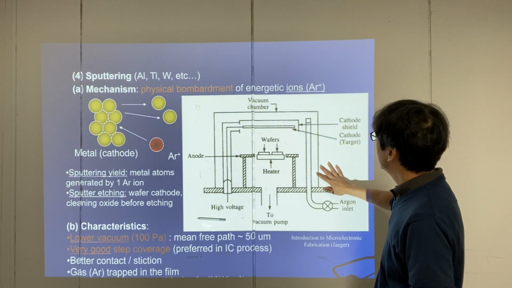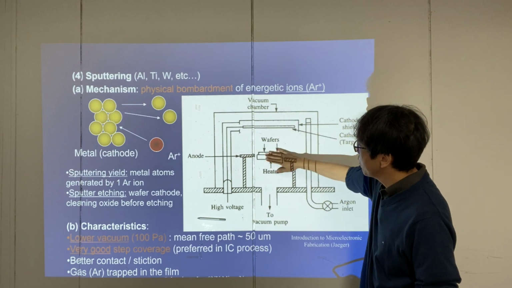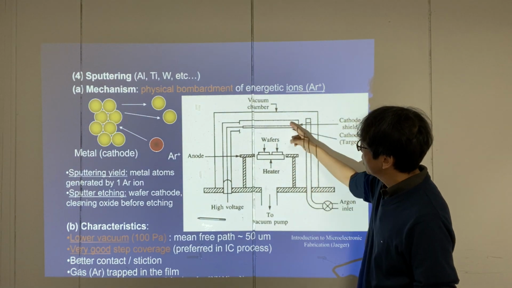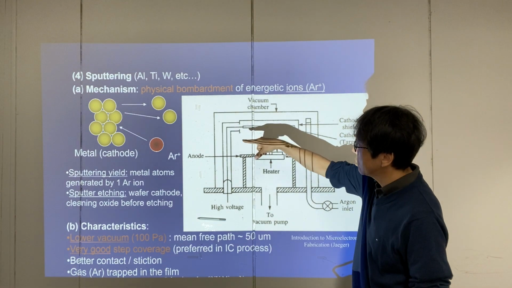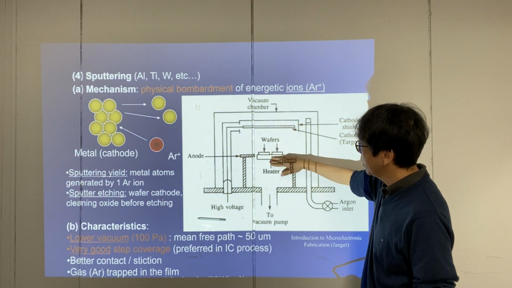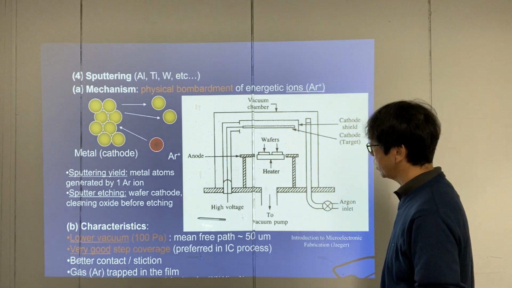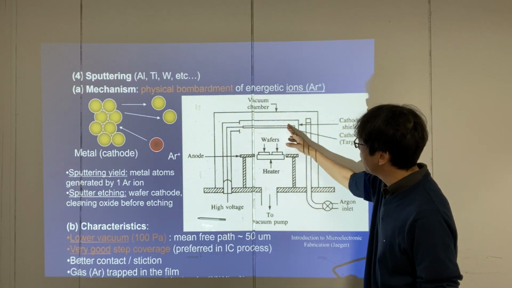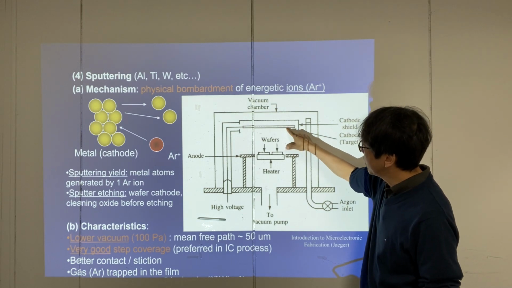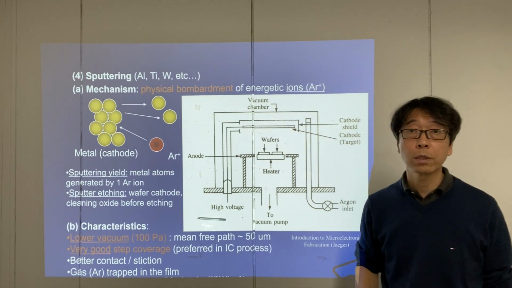This is the device. You have a cathode shown here. Your wafers are here. You will bombard with accelerated ions like argon, and your wafer will be deposited with these metals. Your argon will bombard the target, and that will evaporate and then be deposited on the surface of the wafer.